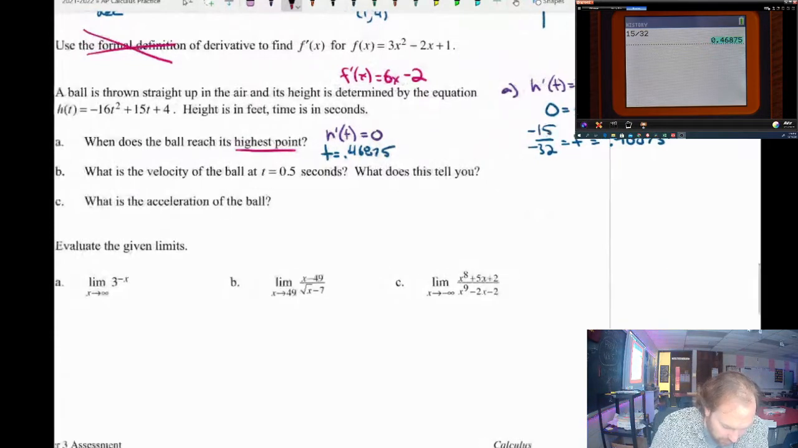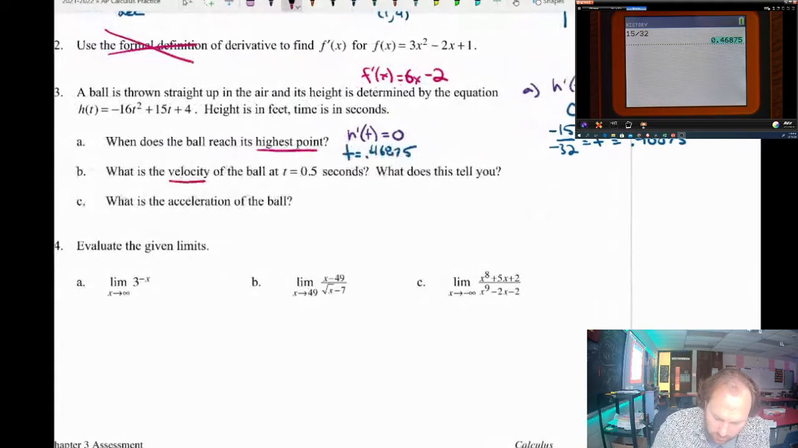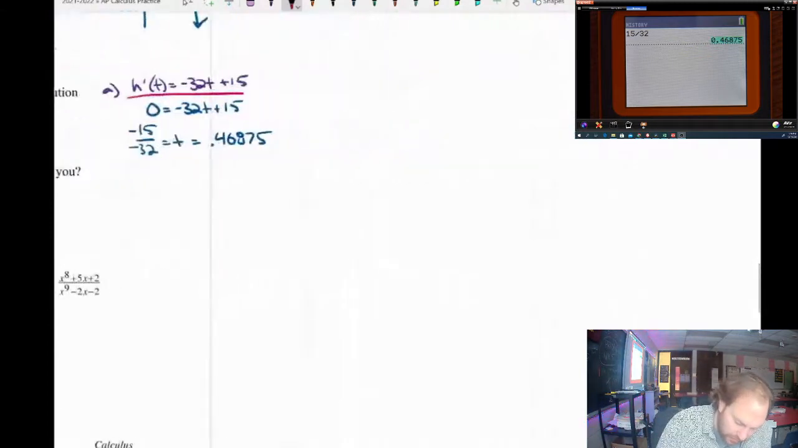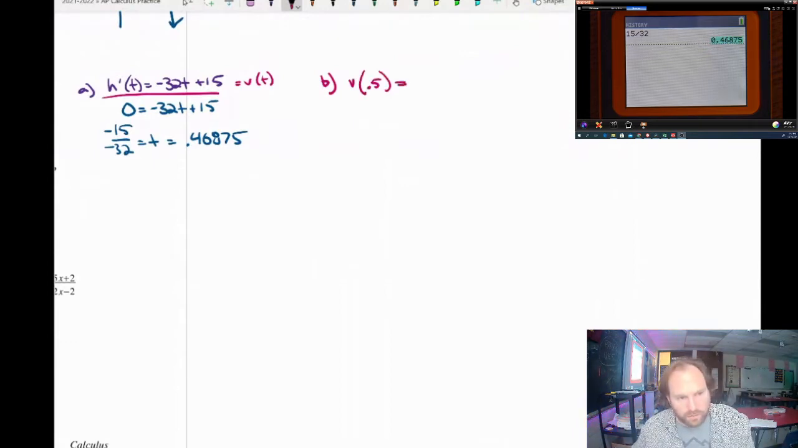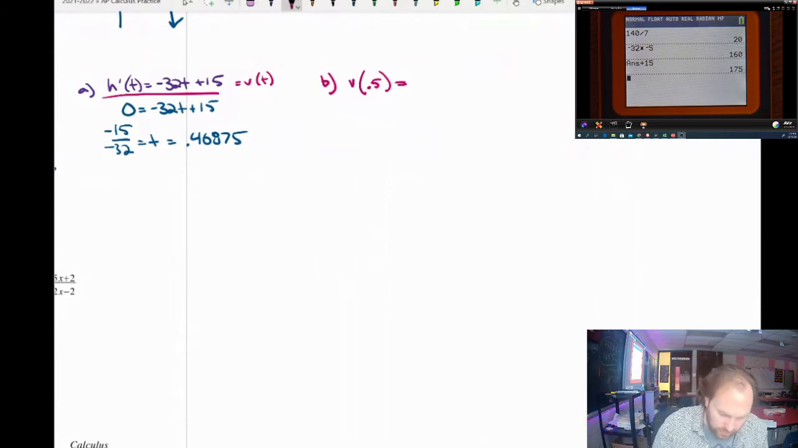For this, we're just going to plug in, velocity. We're going to use our newly found h prime of t, because h prime of t is the same thing as the velocity, v of t. So for part B of this question, we are going to find what v of 0.5 is. And I think we're going to use the calculator for that. We're just going to do negative 32 times 0.5, and we will add to that 15. And we get 175 for an answer.